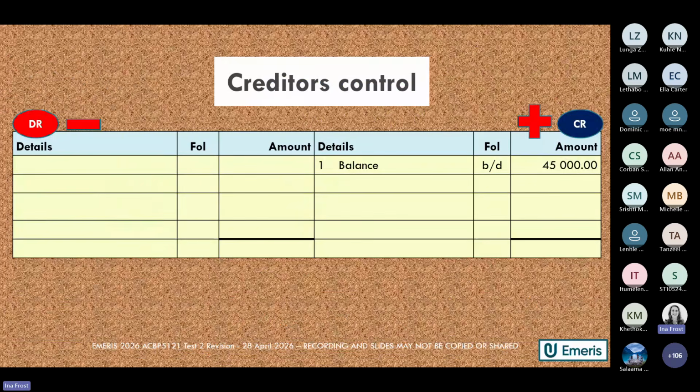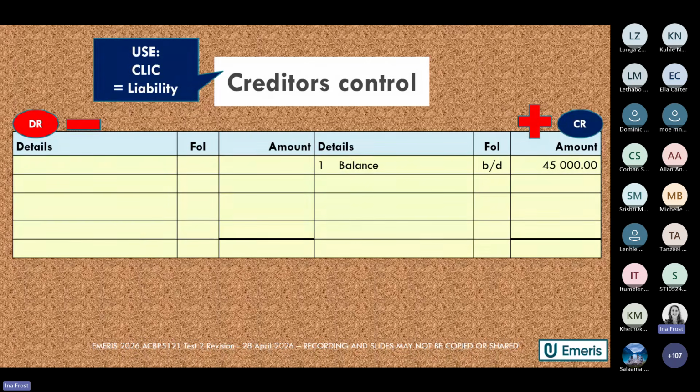Now, I also want us just to look specifically at the creditors control account in the general ledger. Previously, we looked specifically at the bank account, and now I want us to look at the creditors control account. So the first thing we're going to remember is a creditors control account is a current liability, and therefore I am going to use CLIC. If I say I'm using CLIC, it means anything that increases the creditors control account must be on the credit side, and anything that decreases the amount that we owe our creditors will go on the debit side.